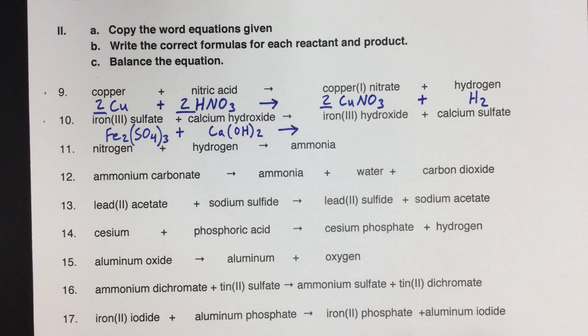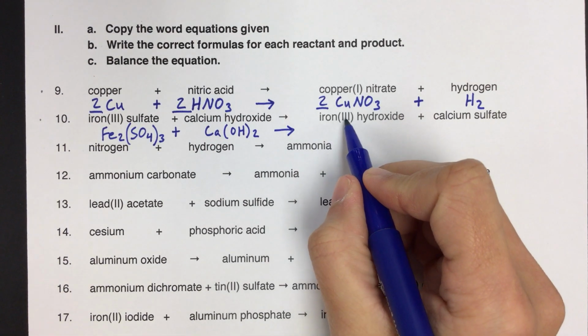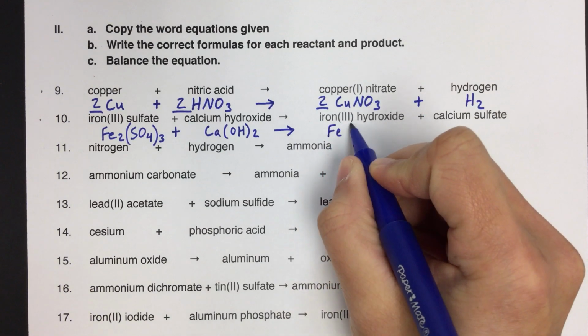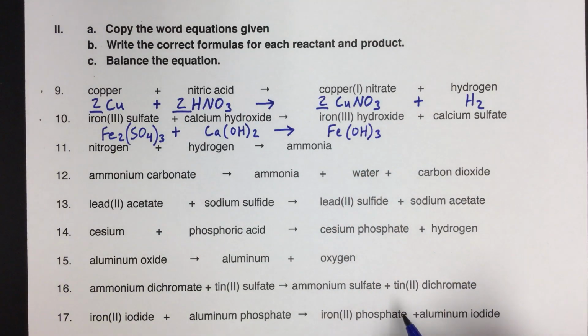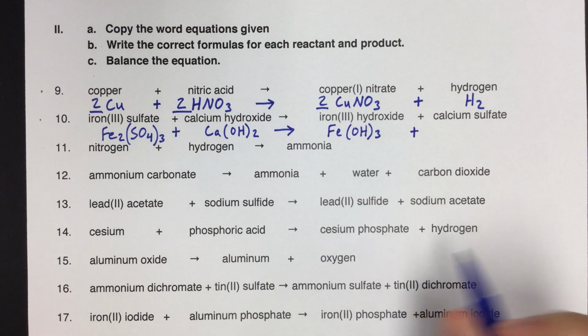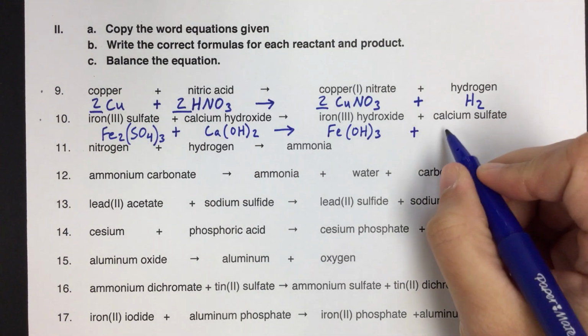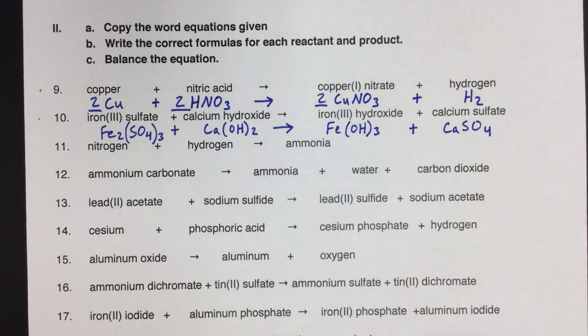Draw an arrow. And then the products, iron 3 hydroxide. So this is a plus 3. This is a minus 1. So this time we need 3 hydroxides. And calcium sulfate is the last one. So calcium, this is plus 2. This is minus 2, so those charges balance. So it's going to be CaSO4.